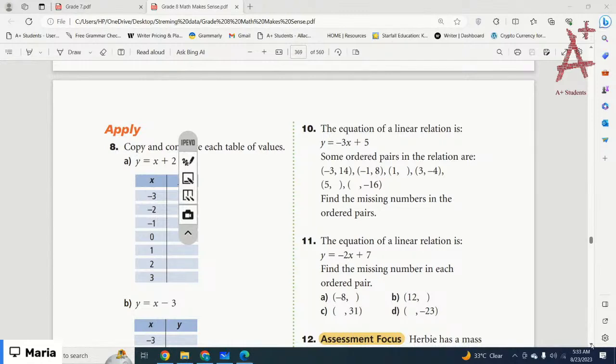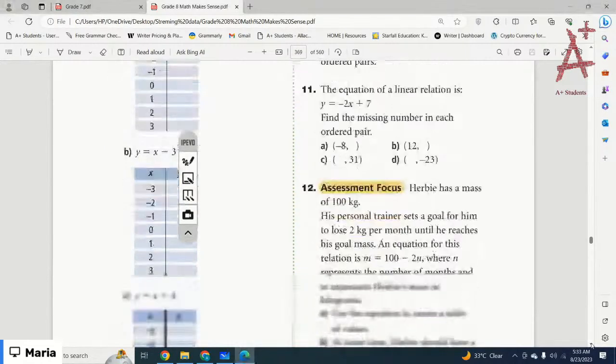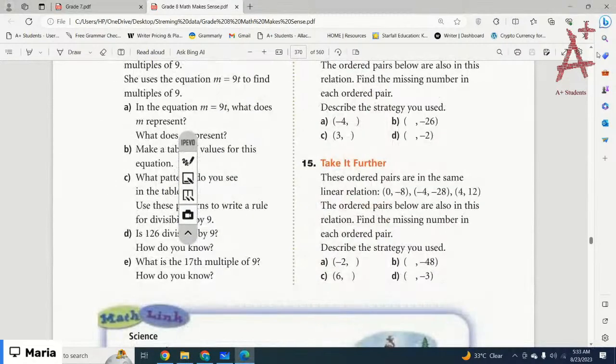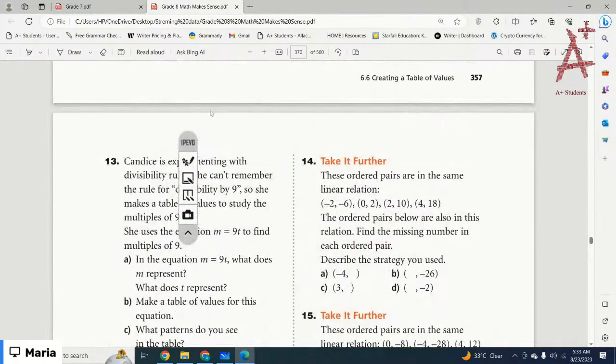Okay, you can do question number 11 by yourself. Let's just do question number 12.